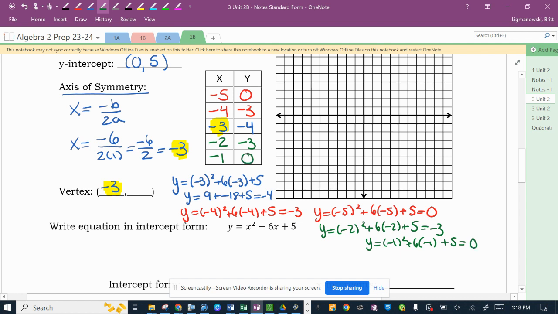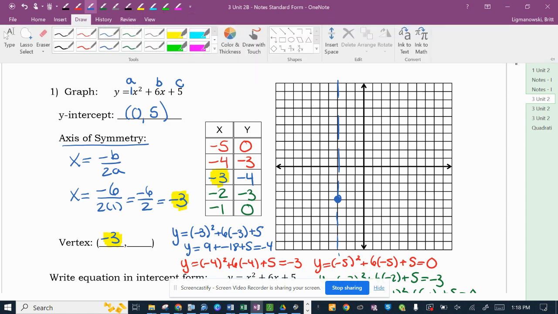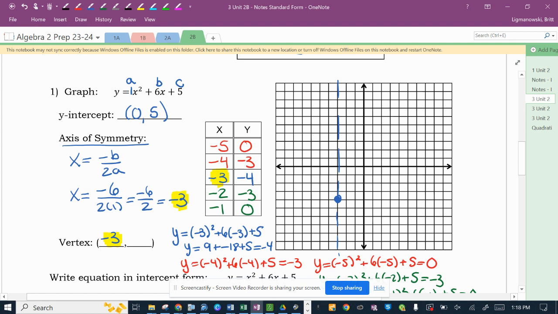Notice the symmetry we have in our table. All right, let's plot our key points. So I'm going to plot my vertex at negative 3, negative 4, and I'm going to draw in my axis of symmetry. Then I'm going to plot my remaining points. So negative 5, 0, negative 4, negative 3, negative 2, negative 3, negative 1, 0. Again, our points should have symmetry. And don't forget to finish filling in your vertex.